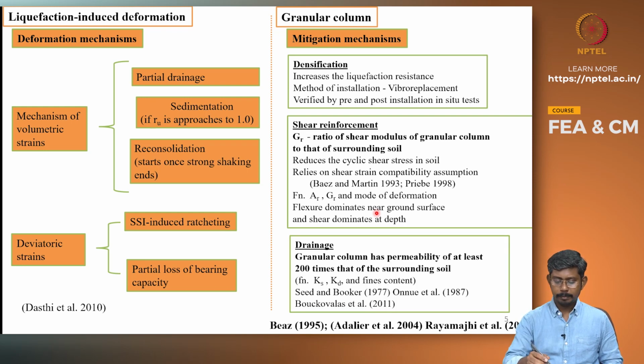Then the third mechanism that occurs as a result of stone column is the drainage. The column is known to have higher permeability than the soil. Normally the column is expected to have a permeability two orders higher than the surrounding soil. So it is a function of Ks, the permeability of soil, Kd, permeability of the granular column, and the fines content. The fines content has a significant effect on the drainage capacity, as the fines could clog the drain. The clogging would reduce the drainage capacity.